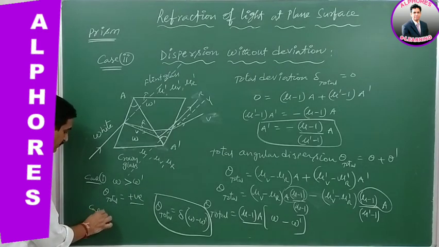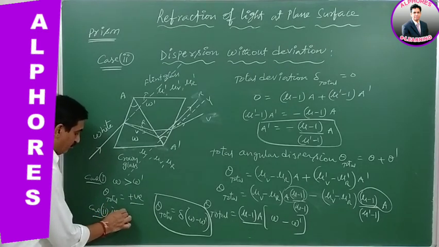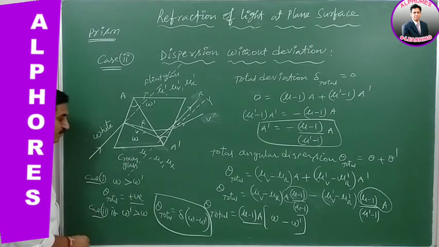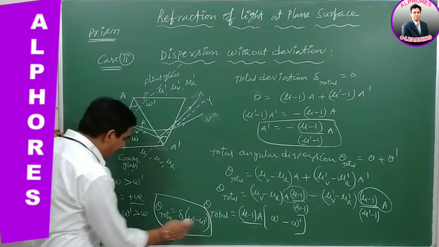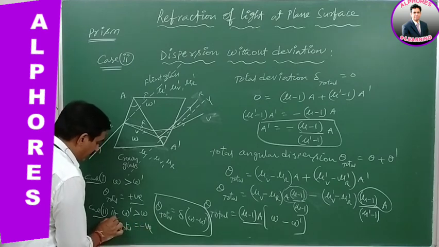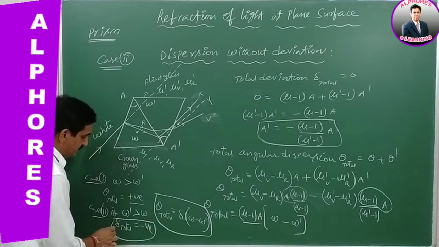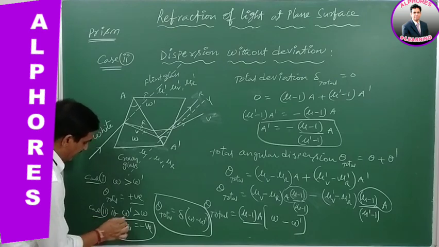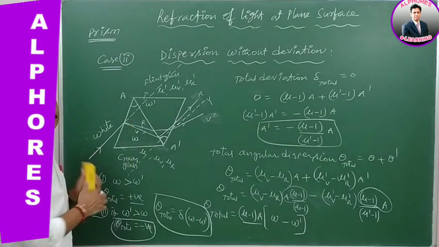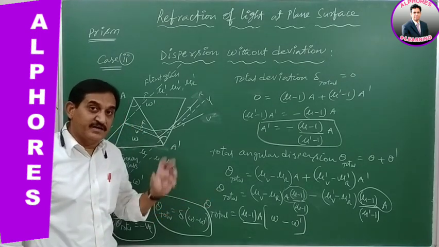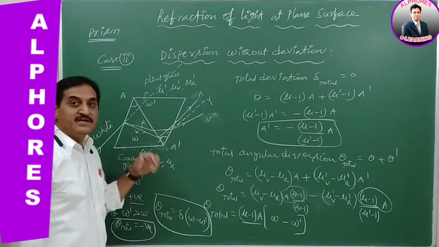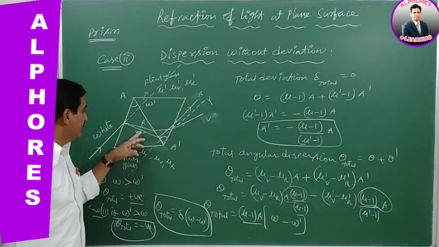Suppose case 2, if omega dash is greater, suppose omega dash greater, then the total angular dispersion is negative. What does it mean? The total angular dispersion theta is negative in the sense that here the first prism is giving the colors in the order red to violet in accordance with the wavelength. Red one is upper and the bottommost one is violet.